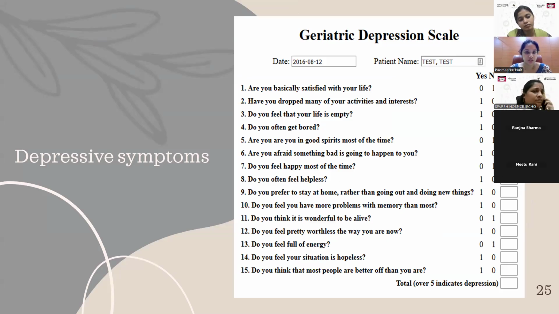Now, there are multiple versions of these. There is the short version, which comprises 4 questions. There is a 15-question version, and there's a 30-question version. So here, what I've put here is the 15-question version.